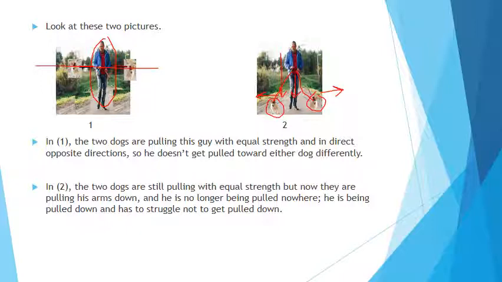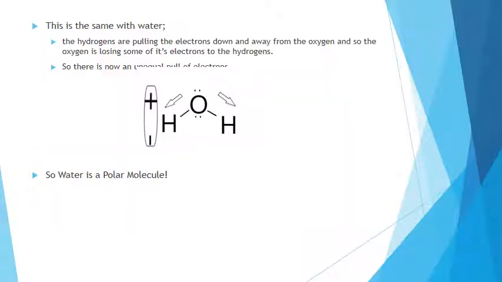So you have these 2 hydrogens pulling down on the oxygen, and when that happens, the electrons of the oxygen get pulled down. All right, and what that does is it causes the molecule to be polar.